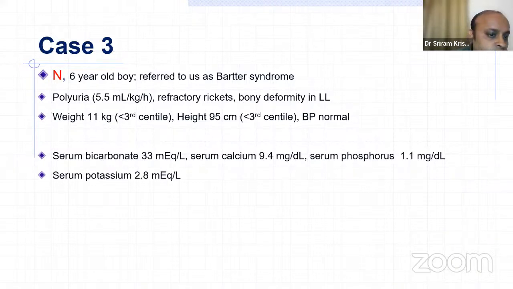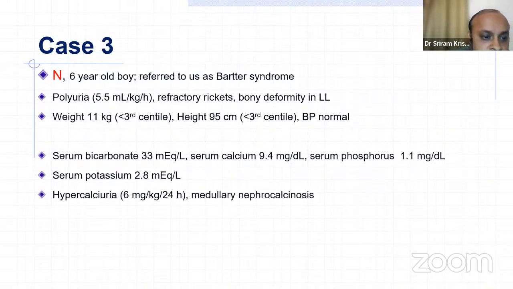The calcium levels were normal. And serum potassium was found to be very low, 2.8. He had a hypercalciuria, medullary nephrocalcinosis. So what should be done next? This didn't look to us like Bartter because there was a severe rickets. So we thought we'll investigate him further.